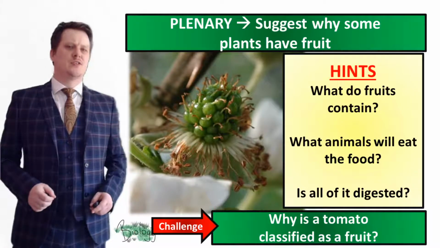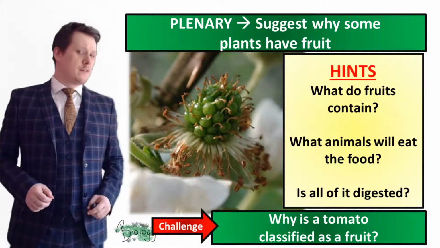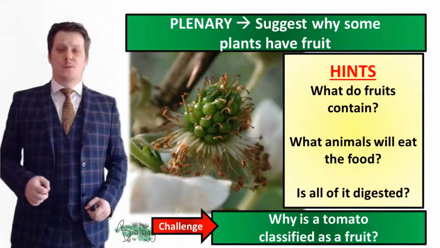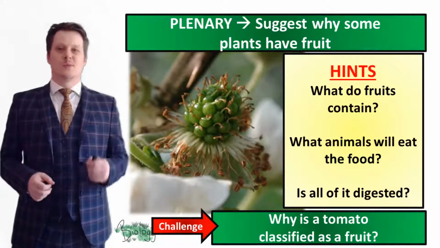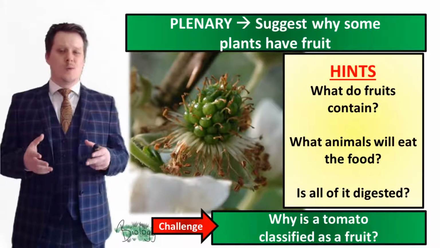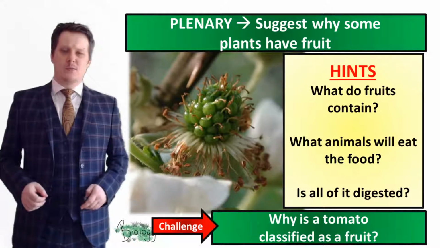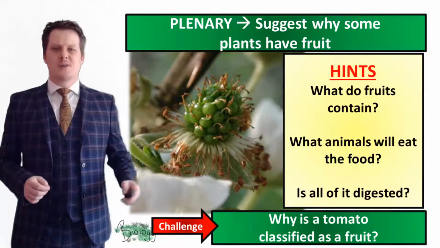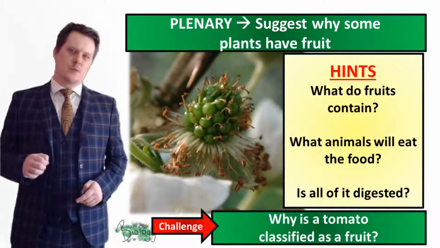I would like you to suggest why some plants have fruit. I've also put some hints on the side to guide you. What do fruits contain? What animals will eat the food? And when they do eat it, is all of that food digested? And if you still need a challenge, why is a tomato classified as a fruit?